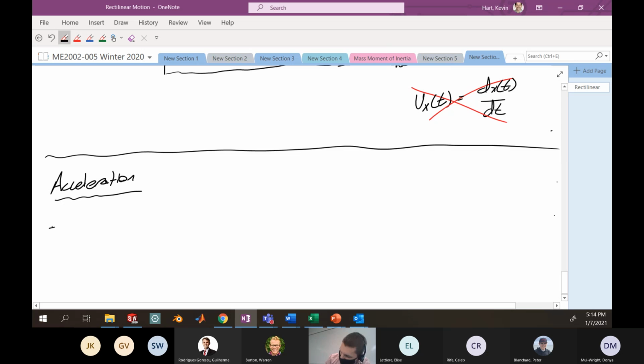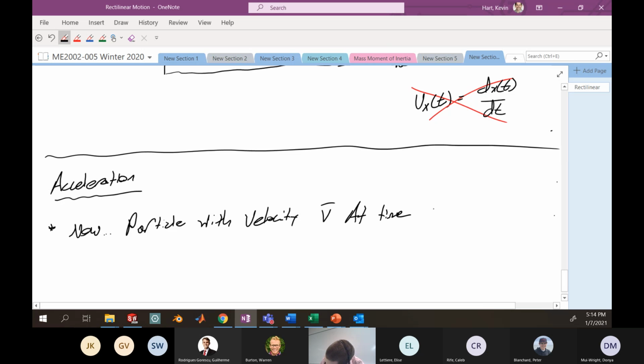Okay. So now we have a particle with velocity v at time t. Then later, v plus some change in velocity at original time plus some change in time. All right.